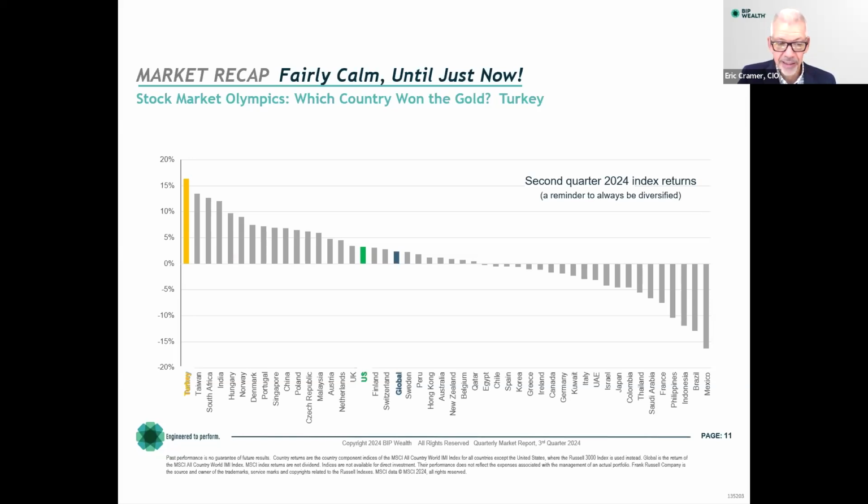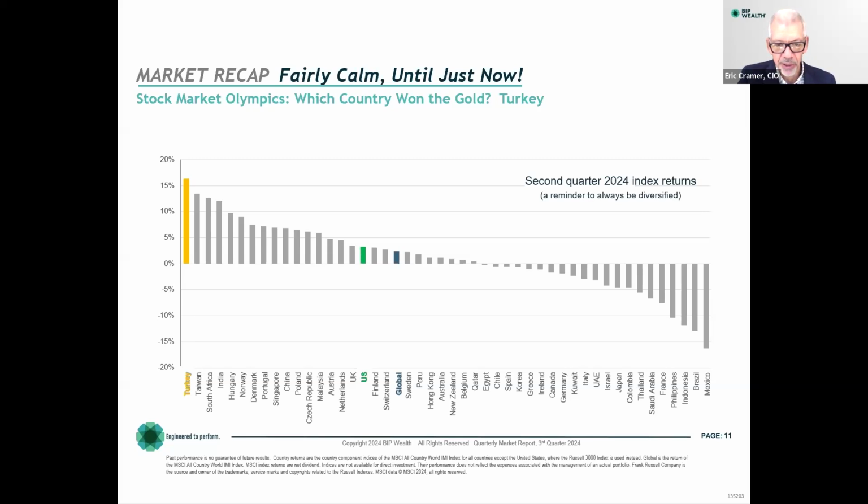Mexico came in last. I think it'd be a little bit hard to craft the story to explain all of these differences. And this is just one quarter, but look at how dramatic that difference is, more than the 30% gap between Turkey and Mexico here. You see the global equity index in the dark blue, and you see the US in green. We did a little better than that within the US.